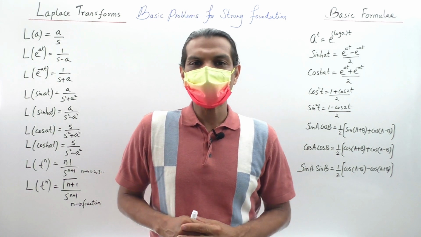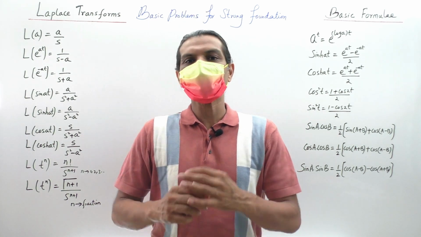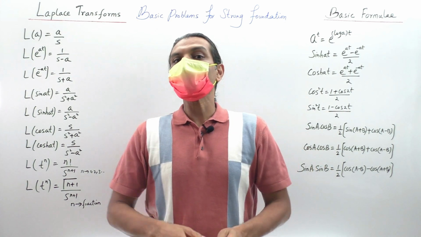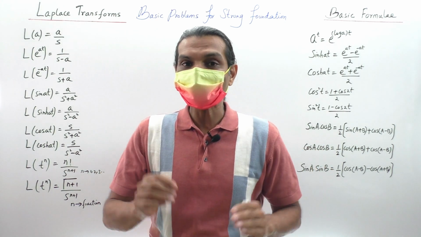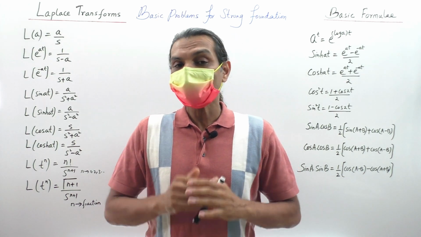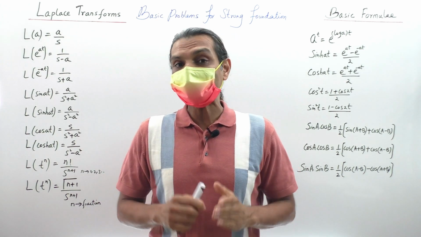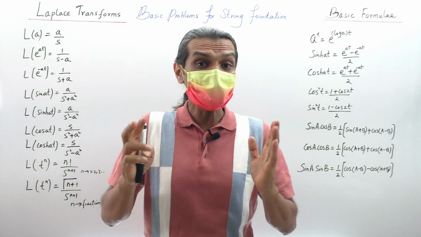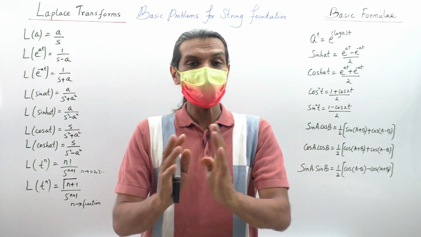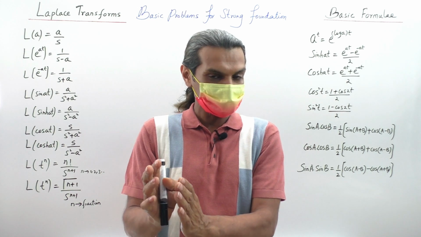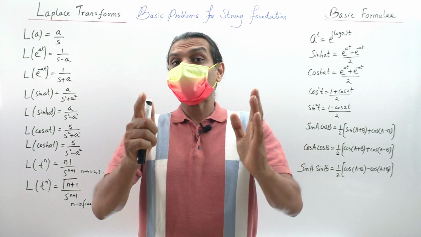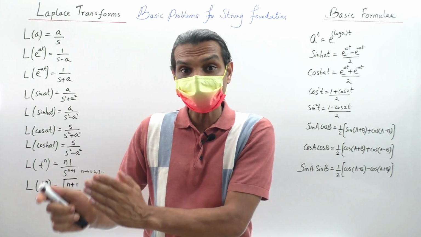As discussed in the previous class, let's once again recap the standard results of Laplace transform. Listen very carefully. Laplace of a is a by s. Laplace of e raised to at is 1 by s minus a. Laplace of e raised to minus at is 1 by s plus a. Laplace of sin at is a by s squared plus a squared. Laplace of sinh at is a by s squared minus a squared. Laplace of cos at is s by s squared plus a squared. Laplace of cosh at is s by s squared minus a squared.